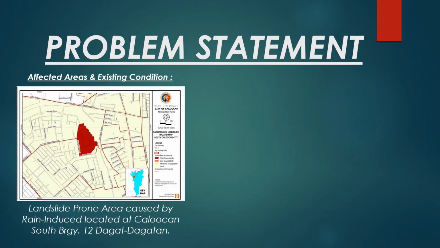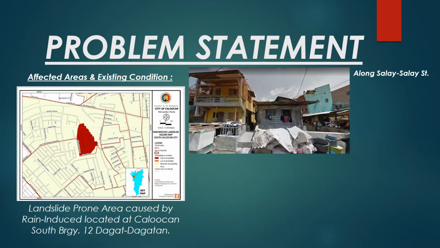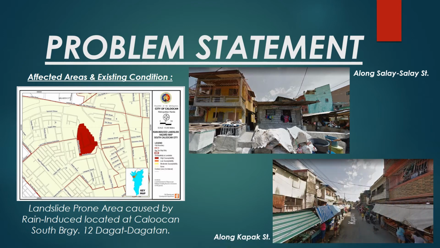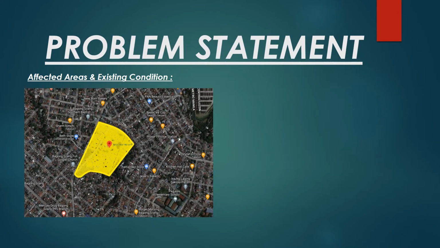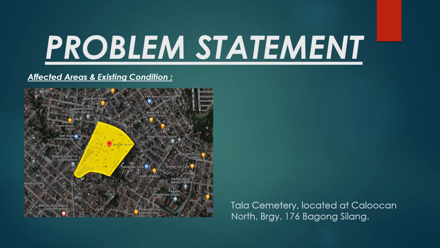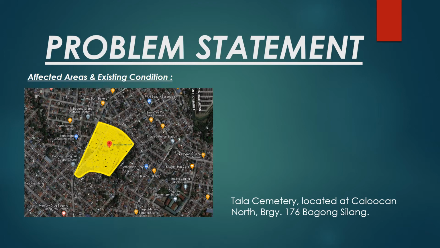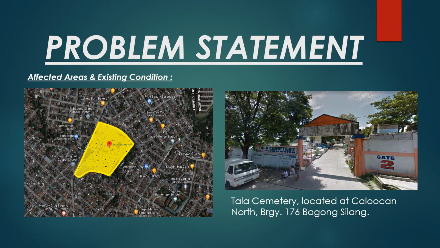This is one of the affected areas: the landslide-prone area caused by rain-induced landslides, located at Caloocan South, Barangay 12, Dagat-Dagatan. The existing condition along Salay-Salay Street and along Capac Street. And the other affected area and existing condition is Tala Cemetery, located at Caloocan North, Barangay 176, Bagong Silang.